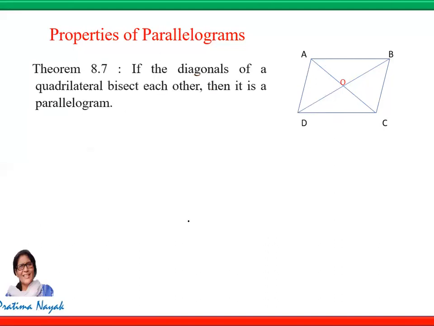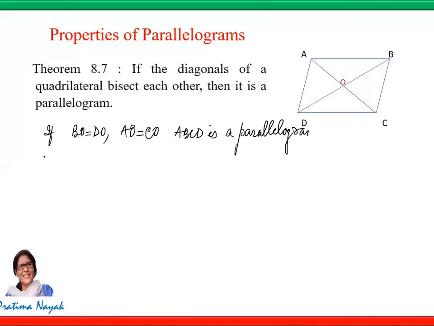Next, theorem 8.7. It will be just the opposite of this. If the diagonals of a quadrilateral bisect each other, then it is a parallelogram. That means if BO is the same as DO and AO is the same as CO, then ABCD is a parallelogram. So this is the third condition for a quadrilateral to be a parallelogram.